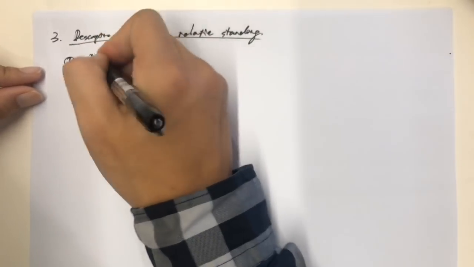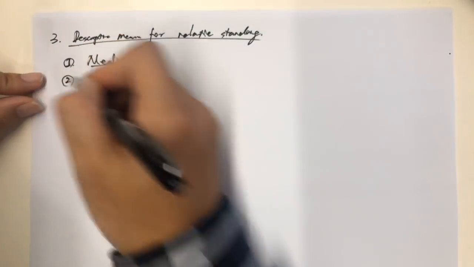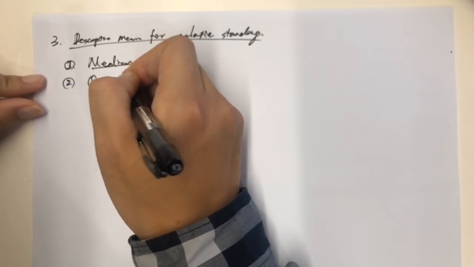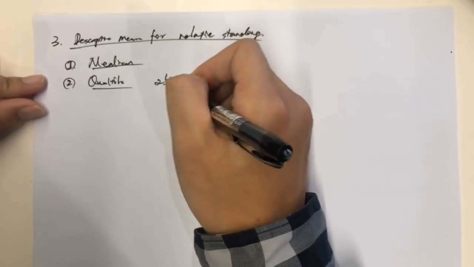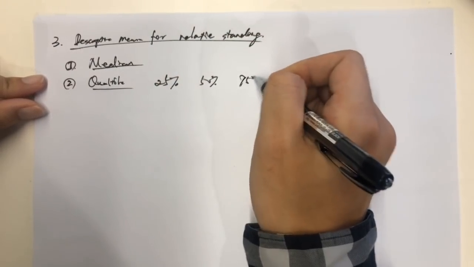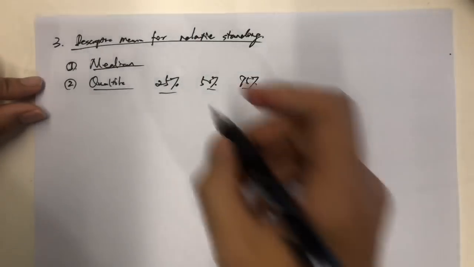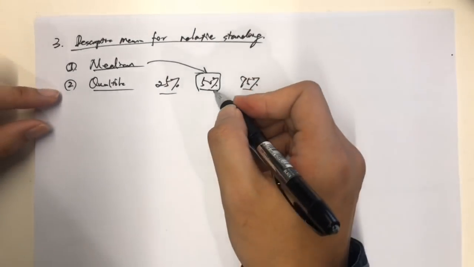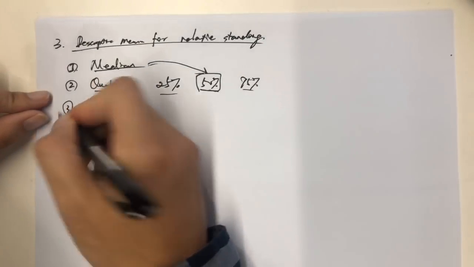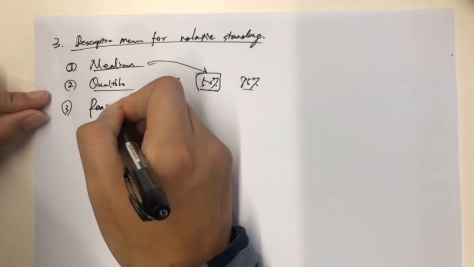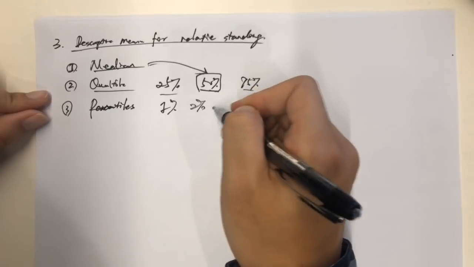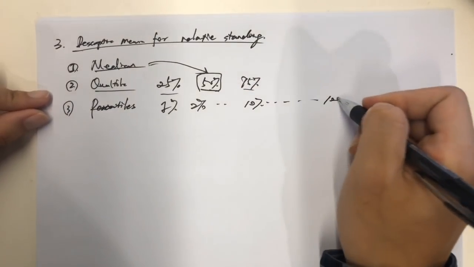So the most commonly used is the median, right? Median is the data that sits in the middle. And secondly, we have quartiles, right? The first quartile, second quartile, this stands for the 25%, 50%, and 75% locations. And you know the 50% percentile is just the median. And as I said, you also have percentiles, including the first percentile, second, 10th, and so on, up to 100 percentiles.